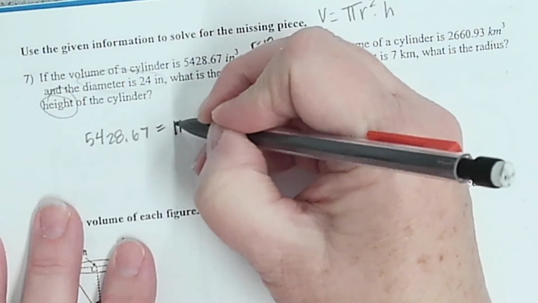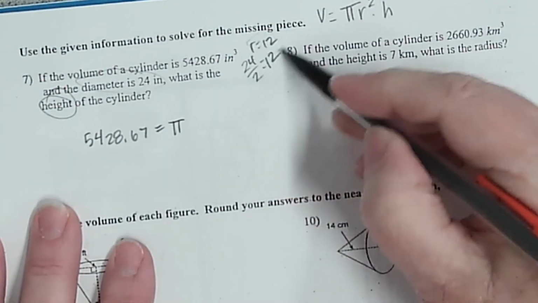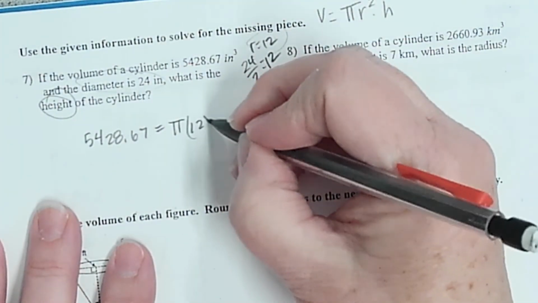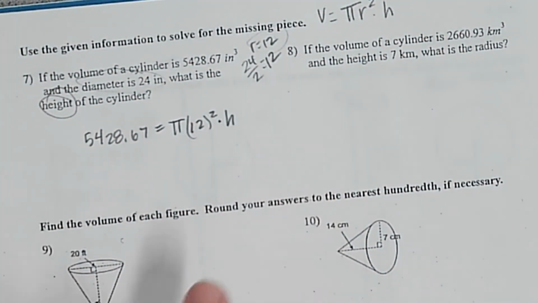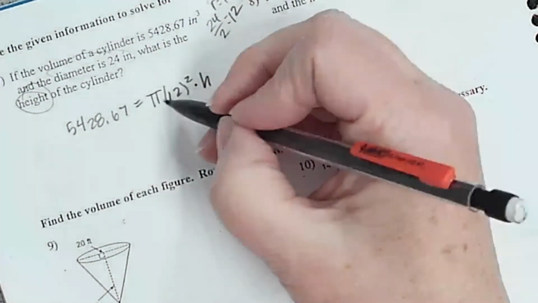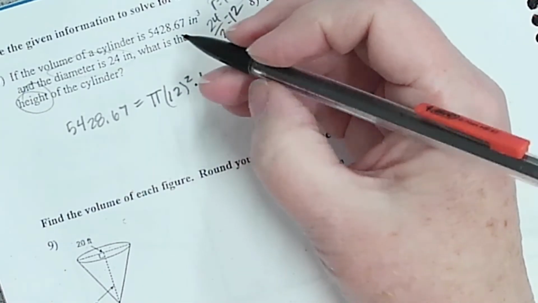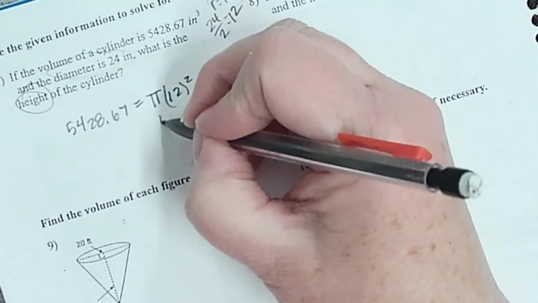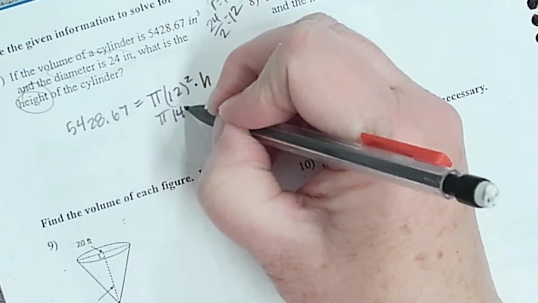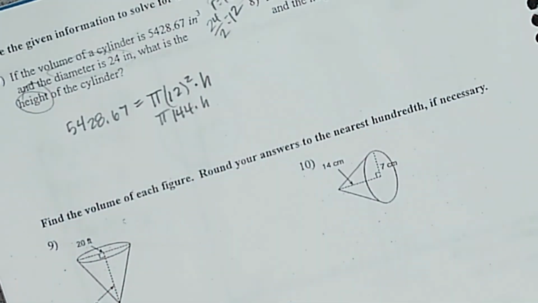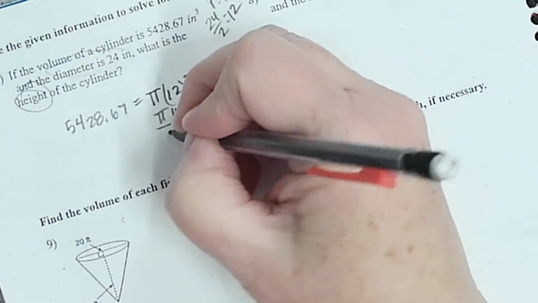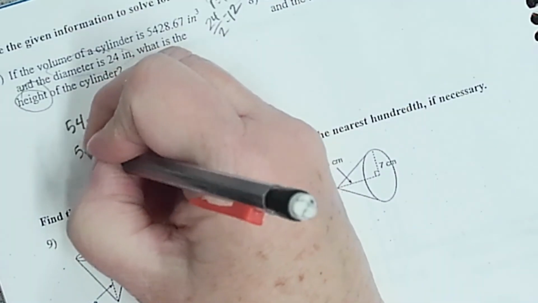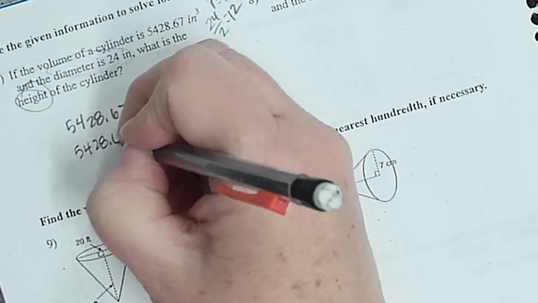The pi, the R we know is 12, so 12 squared times height, because we don't know what it is. That's what we're going to figure out, right? Okay, so 24 squared is 144, so 144 times height. Then let me move my stuff down so that you can see it better.